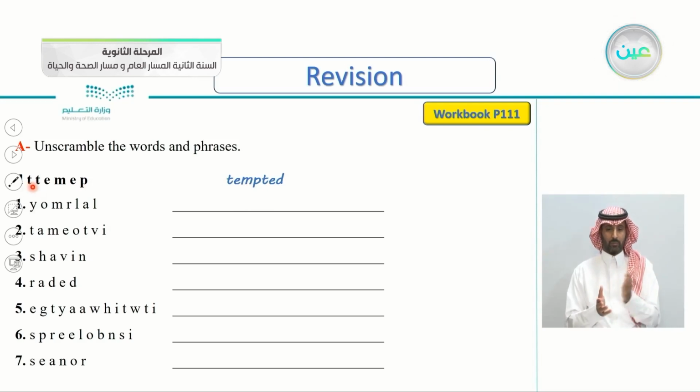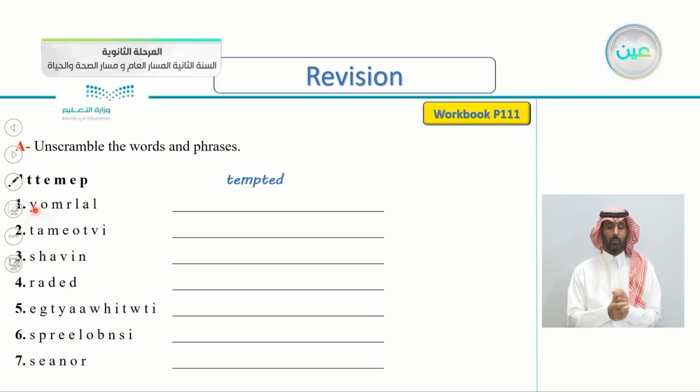So here you see it, T-T-E-M-E-P, and the correct word is tempted. So let's jump to the first one, number one, Y-O-M-R-L-A-L. This is the scrambled word, so you have to unscramble it, just like the first one here.